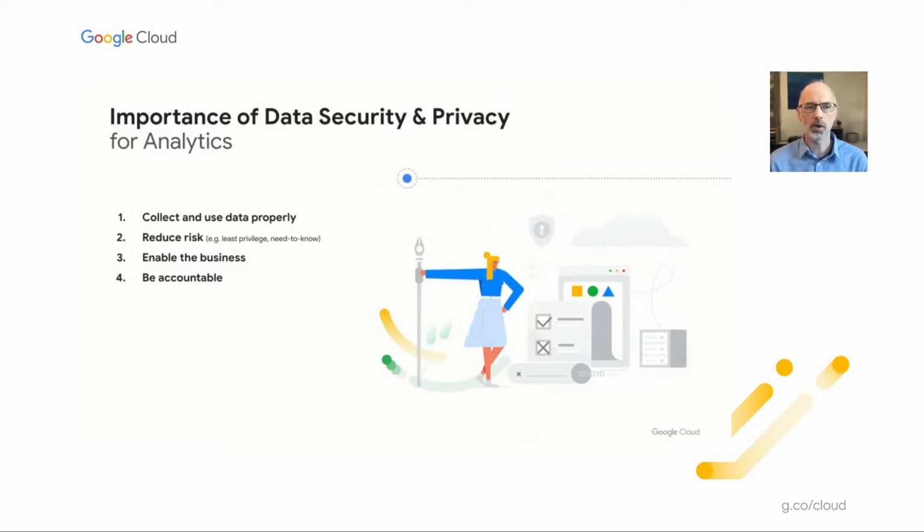And through all this, you want to make sure of the third bullet, enable the business. You have to make sure that your data security and privacy is there, but that you're also able to operate and provide a valuable service to your customers. And through all this, you want to make sure you're accountable. So this means being able to audit, being able to demonstrate that you're doing this, and wherever you can, being able to automate these processes so you can have that control built into your workflow.